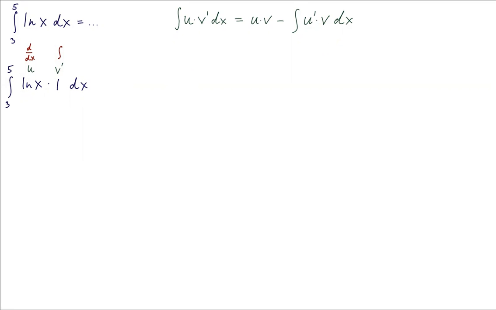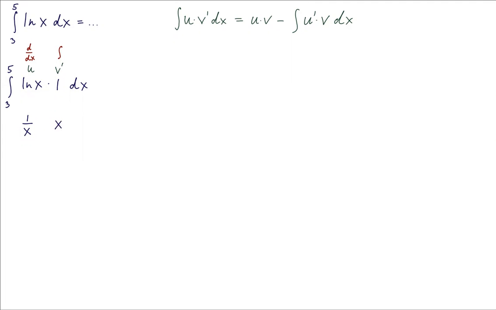What's u prime? What's the derivative of u? Derivative of ln? No problem. That's 1 over x. We cannot integrate ln x. We can easily differentiate ln function. Okay? So then let's integrate. We need to integrate v prime to get v function. It's nice to integrate 1. Let's integrate 1. What's the integral of 1? It is x.